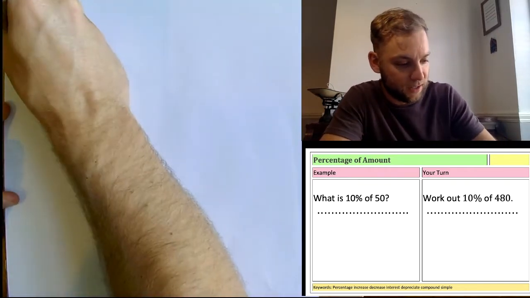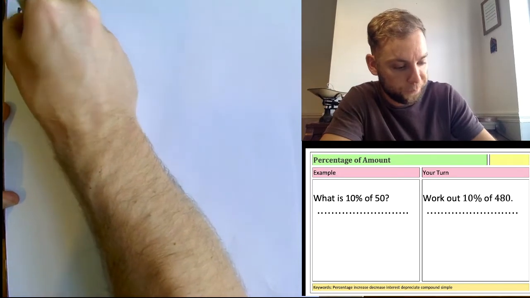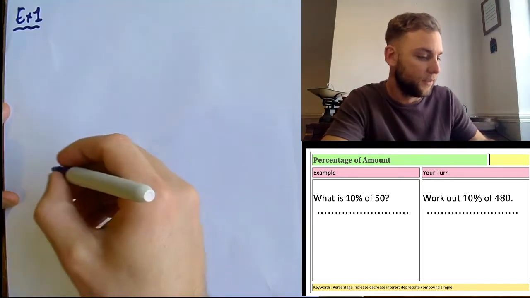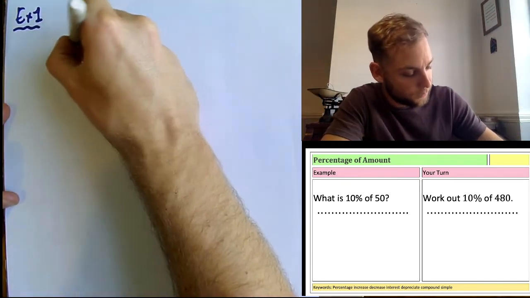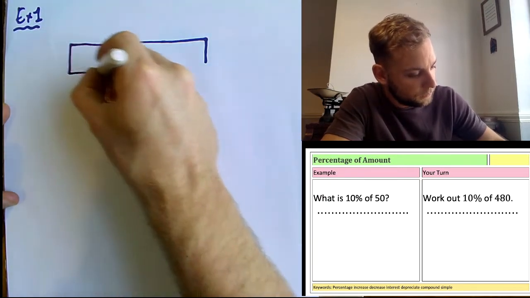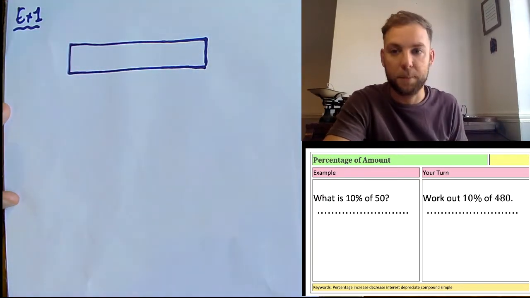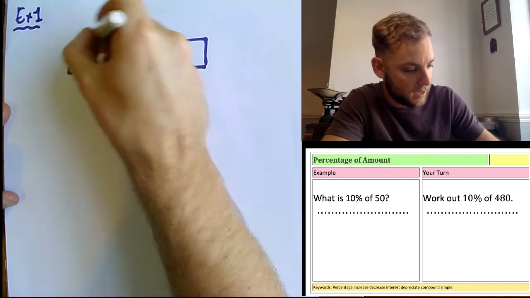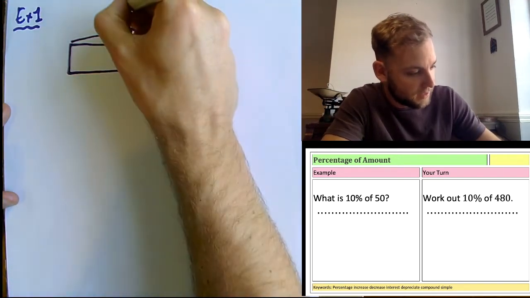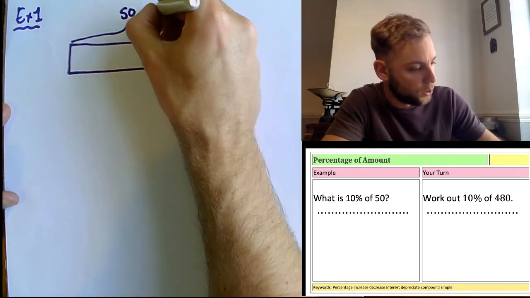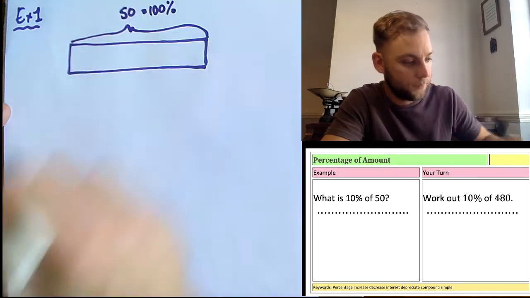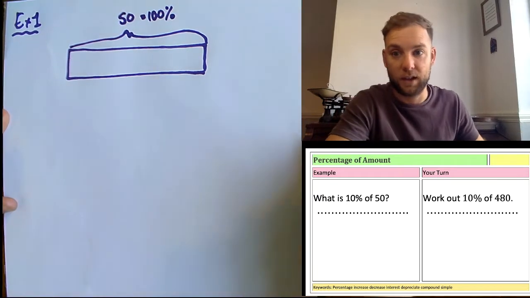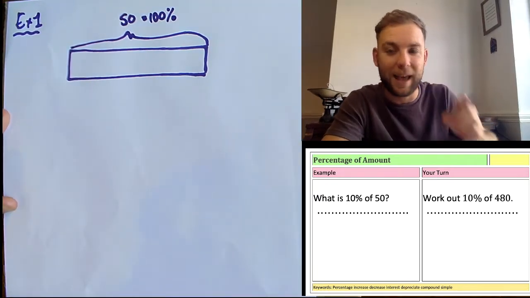So the first thing I'm going to do, let's write this down as example 1. Okay, so we're doing 10% of 50. Now I want us to think about a bar like this. Okay, so this is our bar. Now this represents all of that 50, so this here is the 50 which we've got, which is equal to the 100%. So this is worth everything, and if we want to find 10%, we want to split this up into 10 parts.